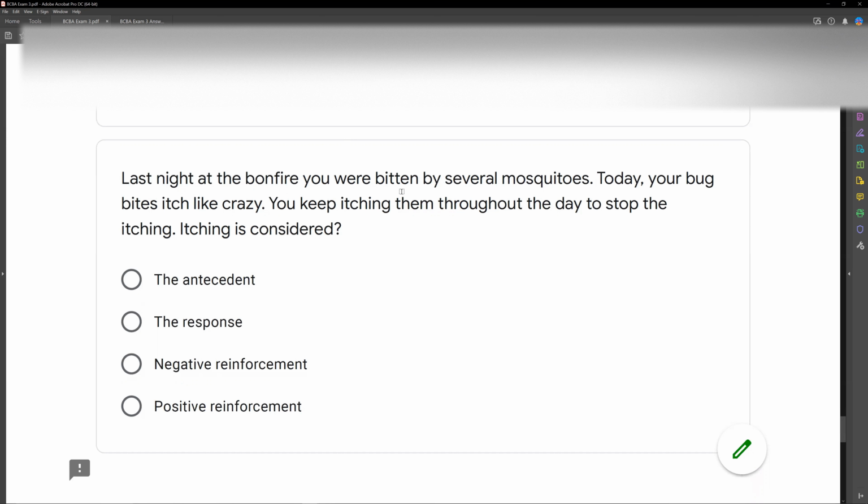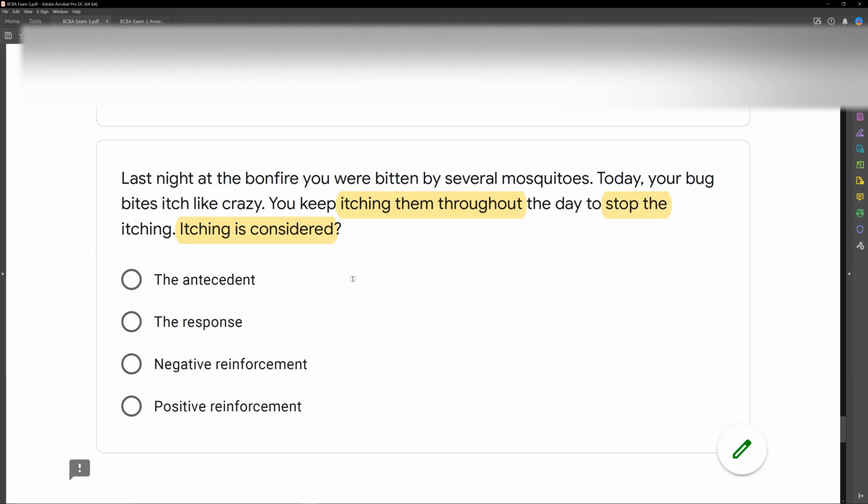This question is very common to talk about negative reinforcement because the removal of the itch is negative reinforcement. Okay, it's reinforcing your behavior. But we're not talking about removing the itch. We're talking about itching itself. And itching is considered what? Well, your bug bites itch like crazy. That's the antecedent. You itch them throughout the day. The response to stop the itching is the consequence.